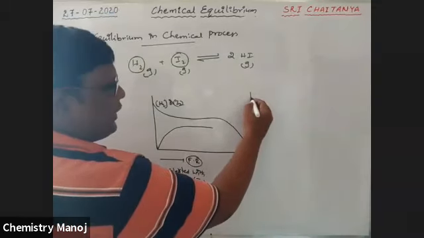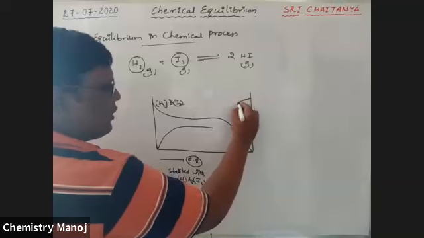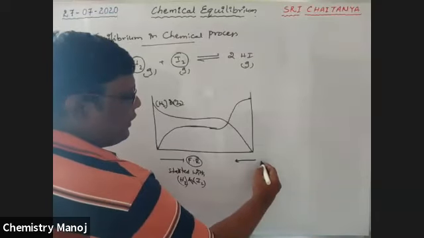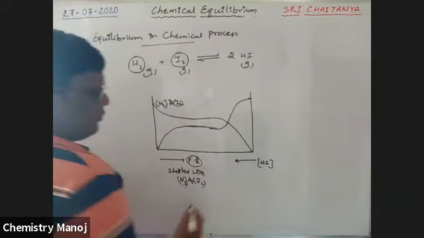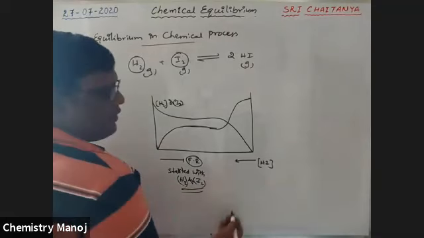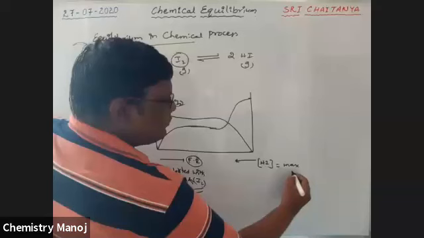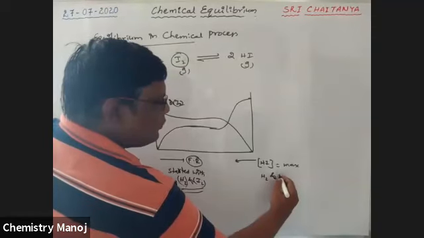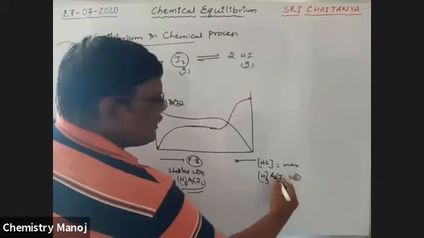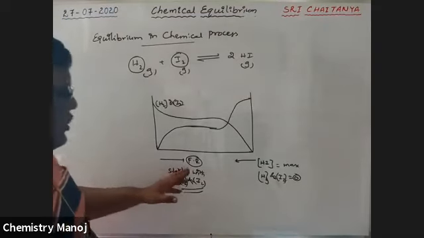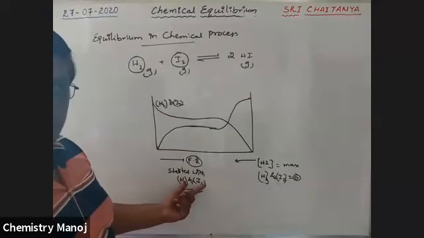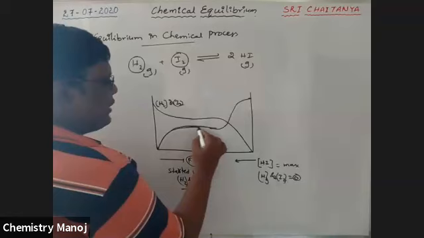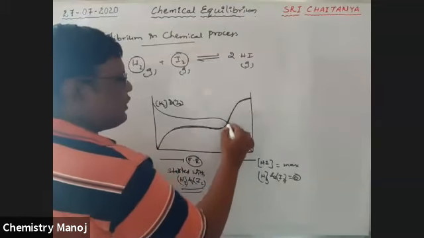If I started with HI, slowly the concentration decreases and reaches like this. Here I started with H2 and I2. Here I started with HI. Here HI is the maximum, and H2 and I2 concentrations are equal to 0. So this reaction started with H2 and I2, which are the reactants, and this one started with HI. Both are the same single example and single application.